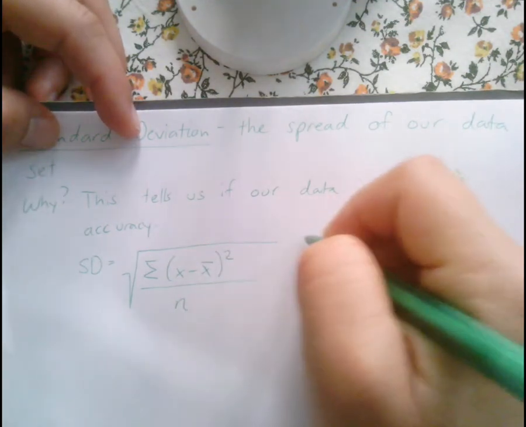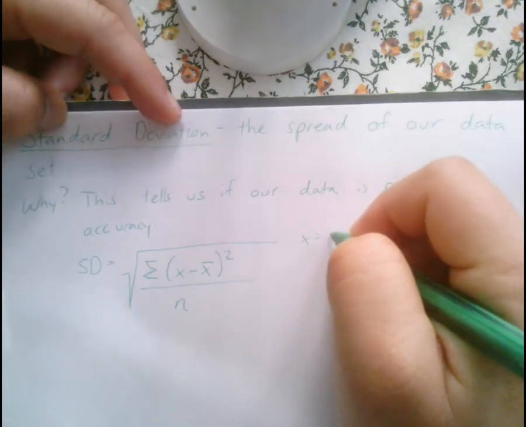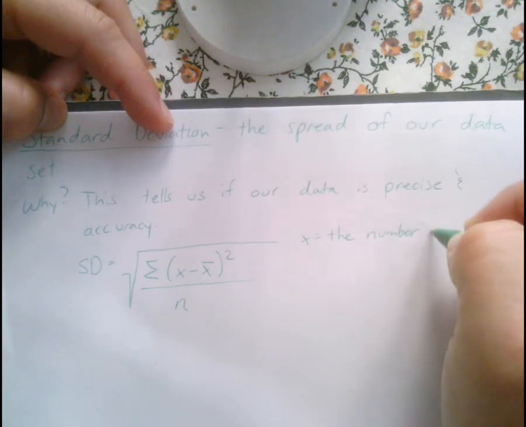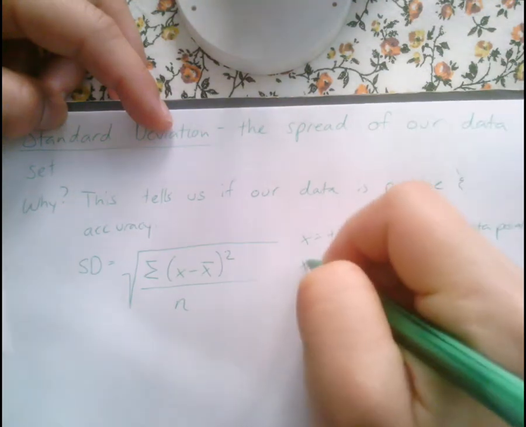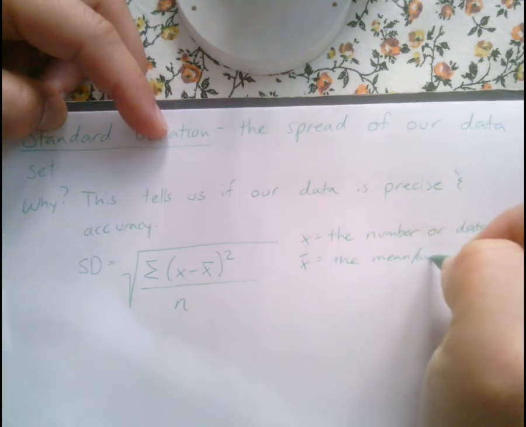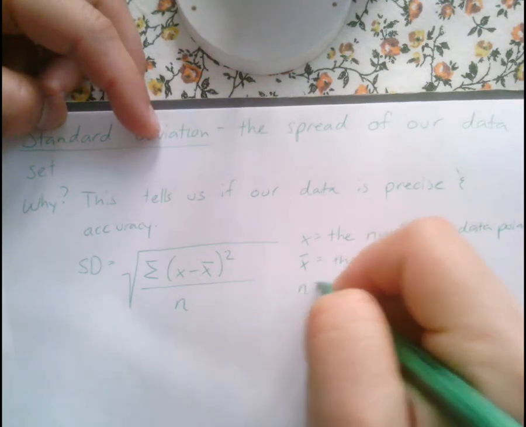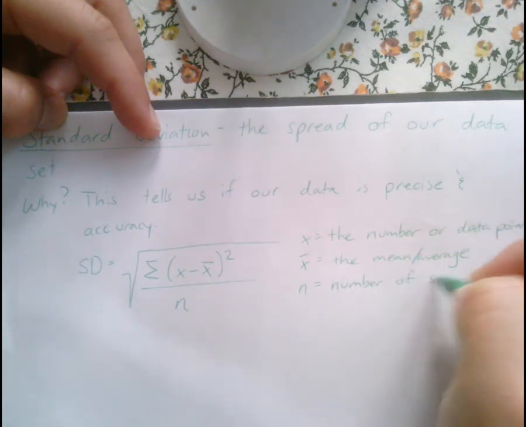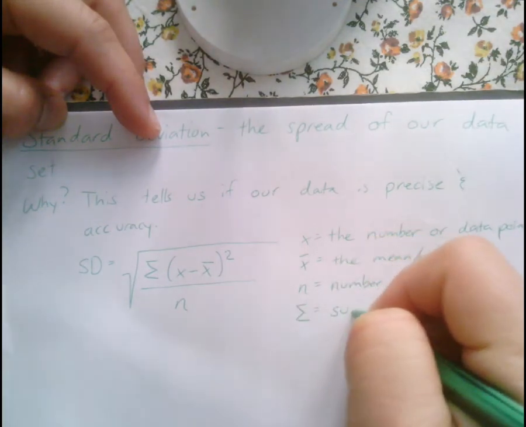So let's look at this. X is the number or data point. X bar equals the mean or the average of the data set. N is the number of samples. And just as a reminder, sigma is the sum.